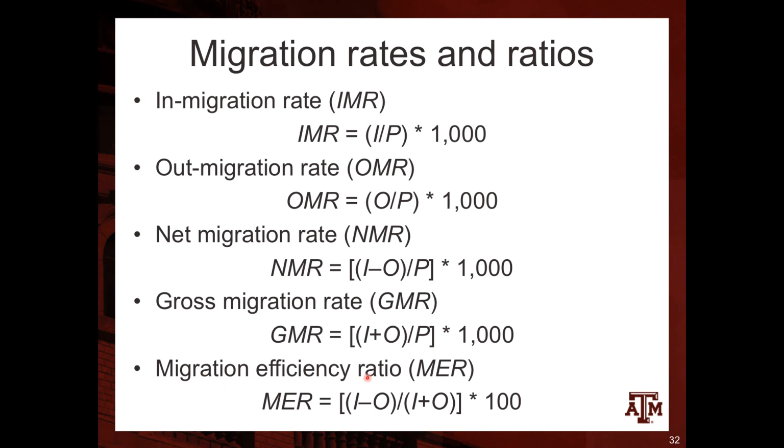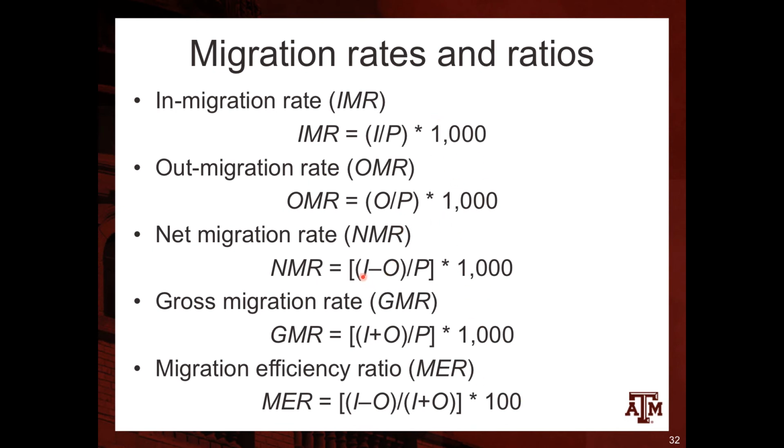And the migration efficiency ratio, the MER, is pretty much the net migration rate divided by the gross migration rate. So in-migrants minus out-migrants divided by in-migrants plus out-migrants multiplied by 100. So the migration efficiency ratio is expressed in percentage, the other ones per 1,000.